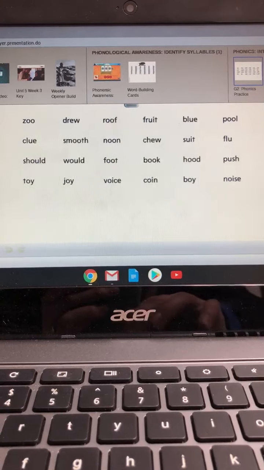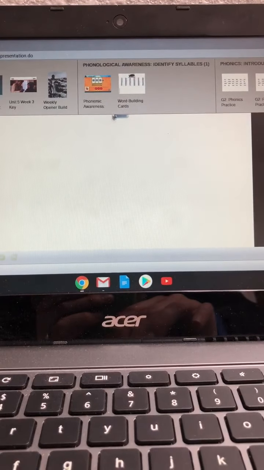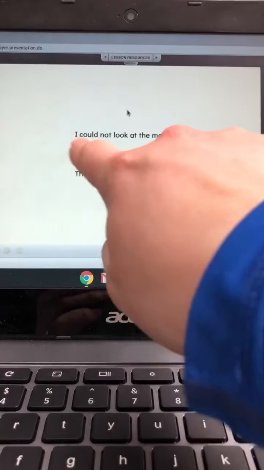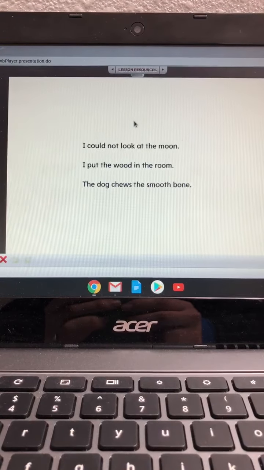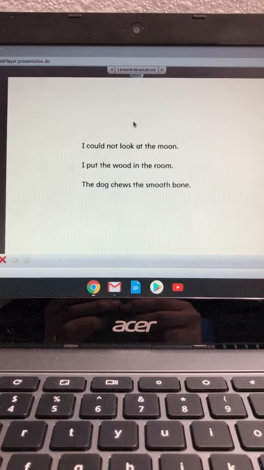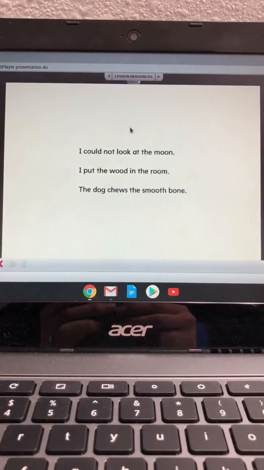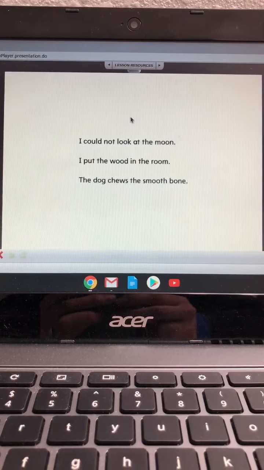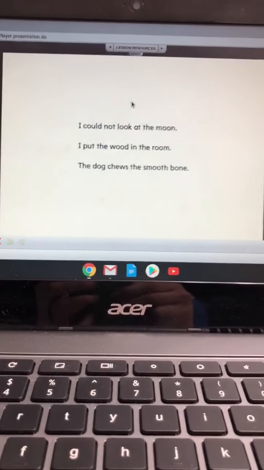All right. Next, what we're going to do is read some sentences that have those words in them. Okay? Repeat after me. I could not look at the moon. I put the wood in the room. The dog chews the smooth bone. Okay, we hear the oo and the other sound in those sentences.